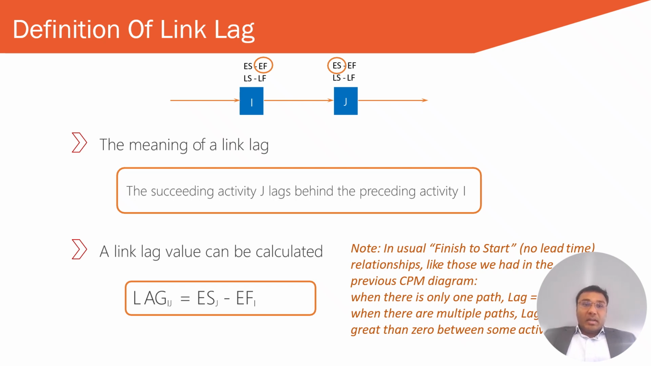So let's see the formula for lag between activity I and J as shown in the slide. Lag of activities I and J is equal to early start of activity J minus early finish of activity I. In a normal finish to start relationship with no lead time, your lag will be 0. But in a very complex schedule, lags can vary between activities, so you might have different days or hours between activities. You may explore a few examples of lead from your own activities.